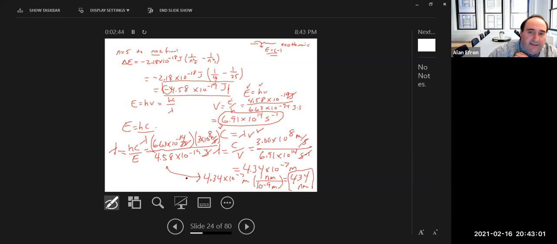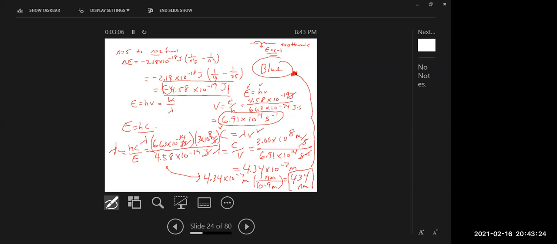Any questions on any of that there? By the way, 434 nanometers is somewhere in the, what is that? That's probably like a bluish type of color. Any questions on any of those numbers, or where any of those numbers came from?